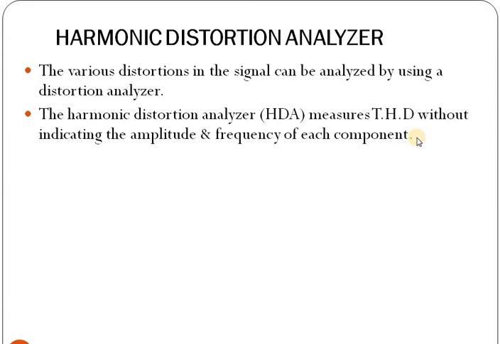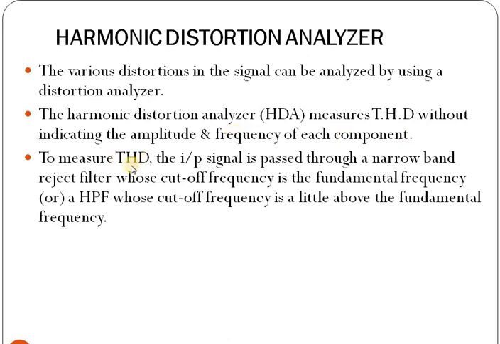Here, this harmonic distortion analyzer will measure only the total harmonic distortion which is present in the signal. It will not indicate the individual amplitude and frequency of the components. The total harmonic distortion is analyzed by means of this harmonic distortion analyzer.